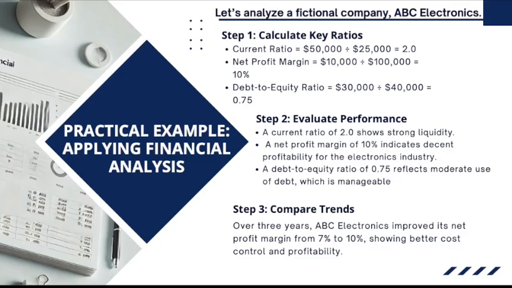So let's recap on ABC Electronics. Their current ratio is 2.0, which is excellent liquidity. Second, their net profit margin is 10%, which is decent profitability. And third is an inventory turnover of 6, which is good inventory management, and their debt to equity ratio is 0.75. This means they're not heavily reliant on debt. Over the 3 years, they've improved their profit margin from 7 to 10%, showing better cost control.